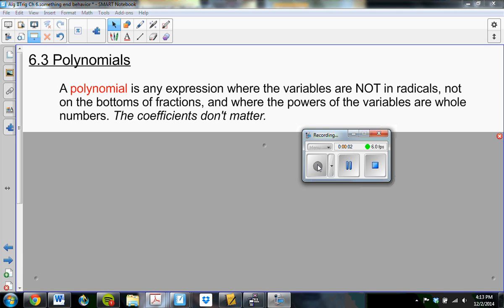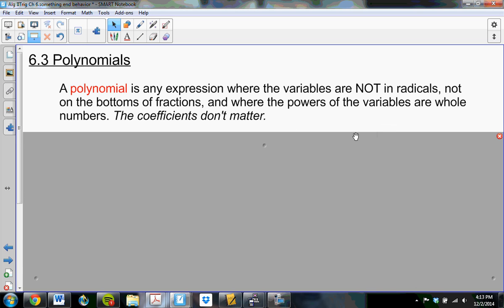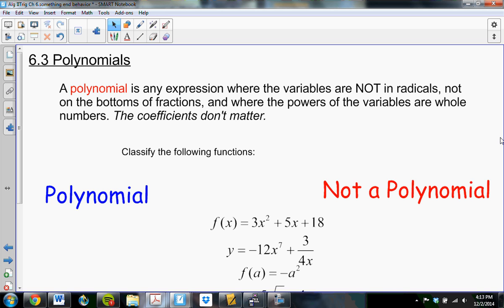6.3 is on polynomials and their end behavior. A polynomial is any expression where the variables are not in radicals, where the variables are not on the bottoms of fractions, and where the powers of the variables are whole numbers. The coefficients don't have any bearing on whether or not something is a polynomial.